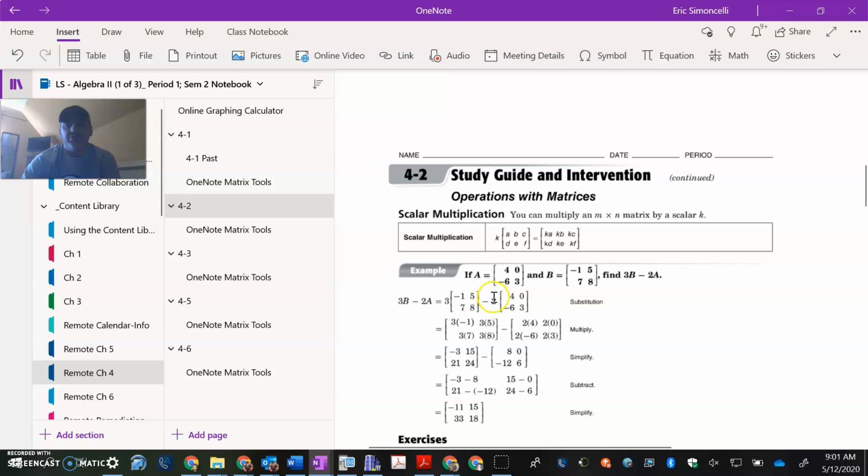Distributing the 2, now they actually left the negative out. You can distribute the negative 2. Just be careful. If you don't distribute it, technically, you'll have to distribute it later. You don't distribute the negative along with the 2.